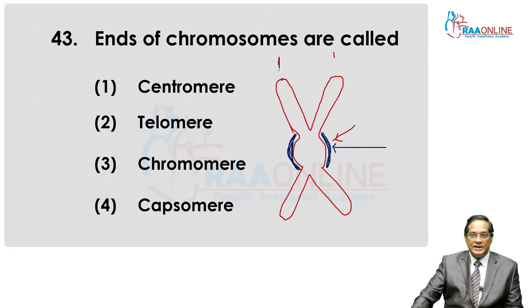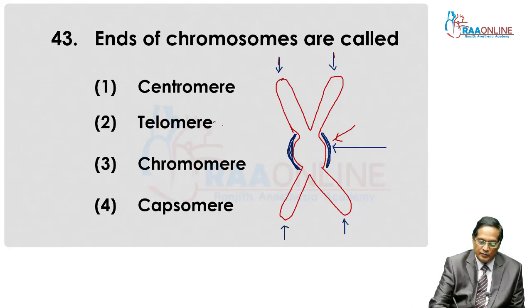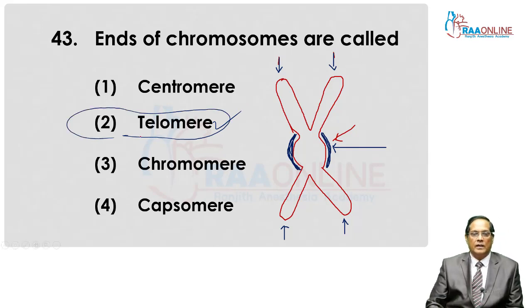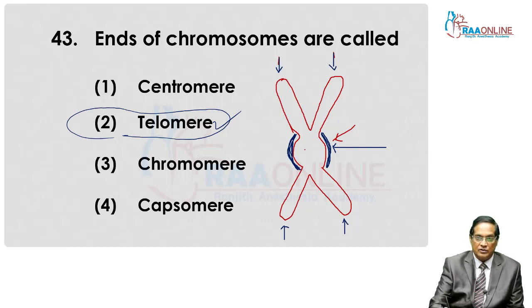And these are the ends of chromosome. Ends of chromosomes are called telomere. This is centromere, and on it this structure is kinetochore.